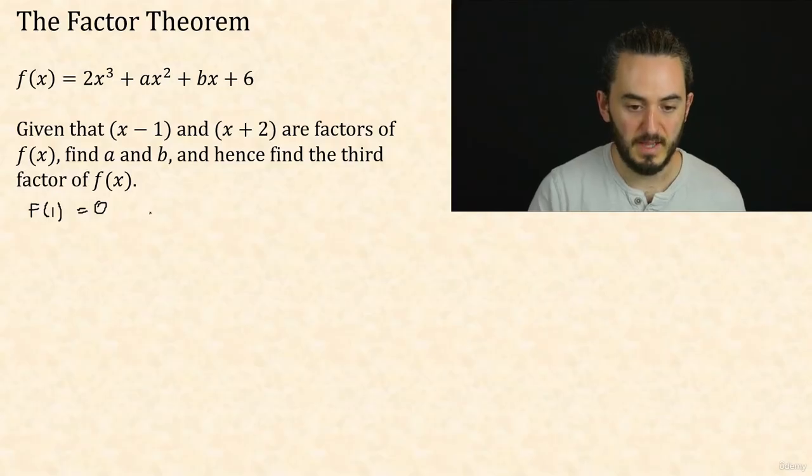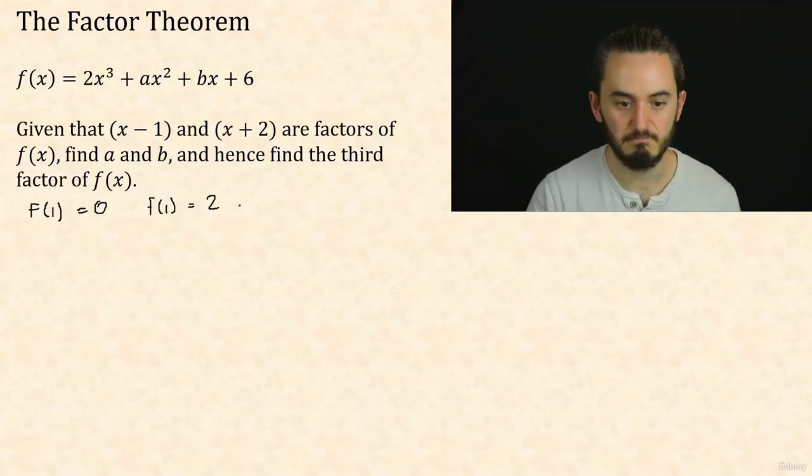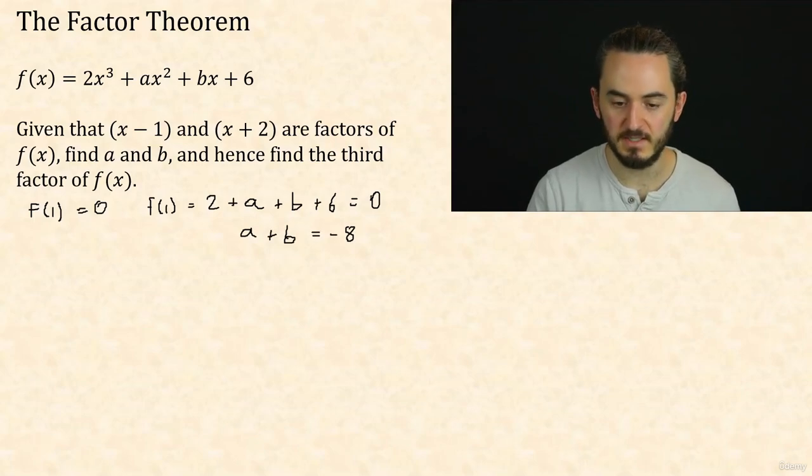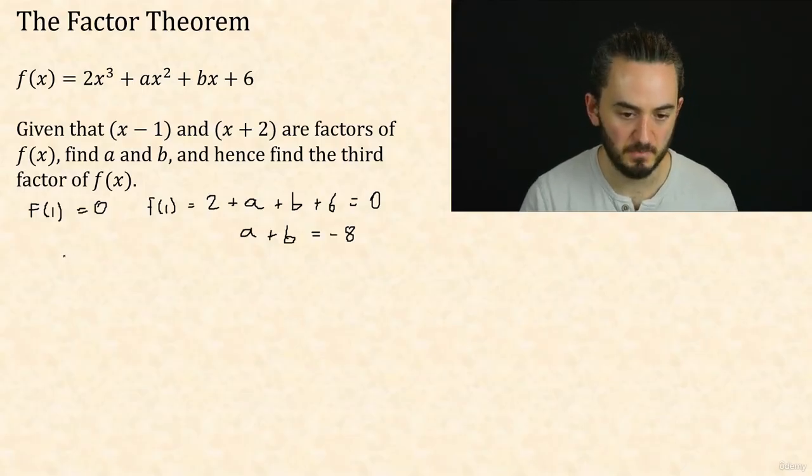Well, if they're both factors, then f of 1 should be 0. And what is f of 1? Well, f of 1 is 2 times 1 cubed, which is 2, plus a times 1 squared, which is a, plus b times 1, which is b, plus 6, and all of that should be 0. So neatened up, I know that a plus b should equal negative 8, because 2 plus 6 is 8, and subtract it from both sides.